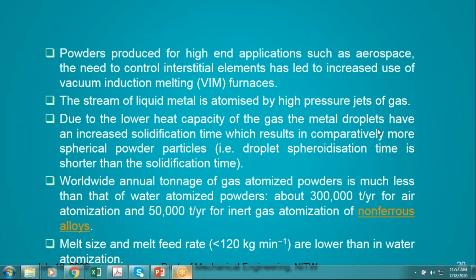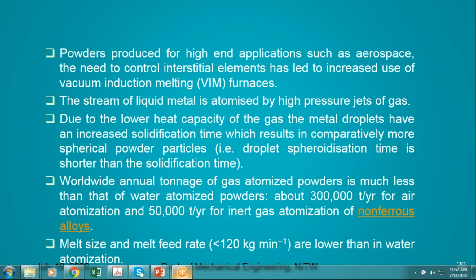The stream of this liquid metal is atomized by the high pressure of the jet gases, and due to the lower heat capacity of these gases, the metal droplets have an increased solidification time. Means when you compare with the water atomization process, the solidification of the droplets being formed takes place more slowly, and because of that we will have spherical powder particles compared to the water atomization process.